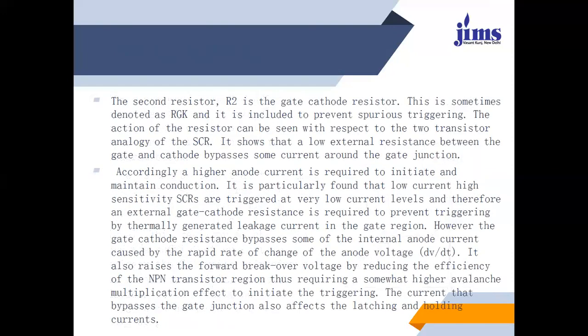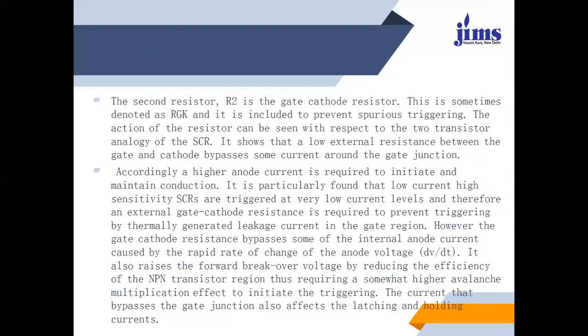The second resistor R2 is the gate-cathode resistor. This is sometimes noted as RGK, and it is included to prevent spurious triggering. The action of the resistor can be seen with respect to the two transistor analogy of the SCR. It shows that a low external resistance between the gate and cathode bypasses some current around the gate junction. Accordingly, a higher anode current is required to initiate and maintain conduction.